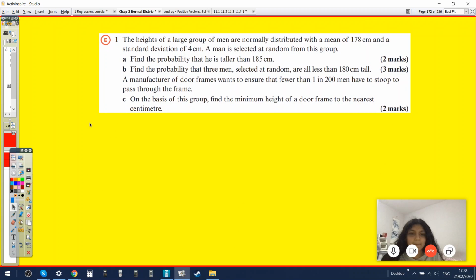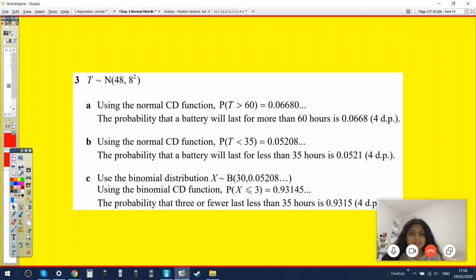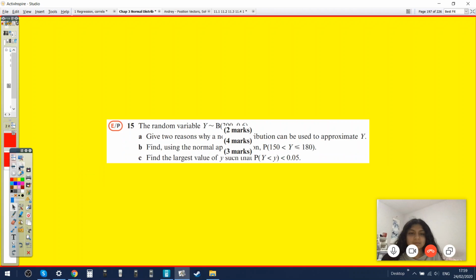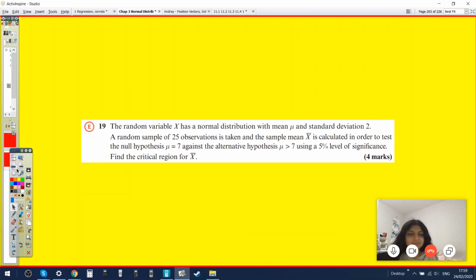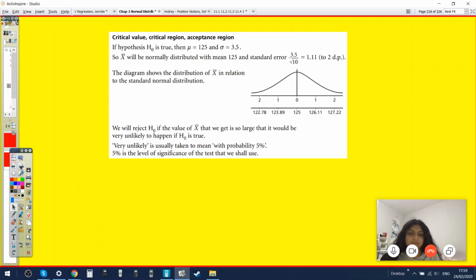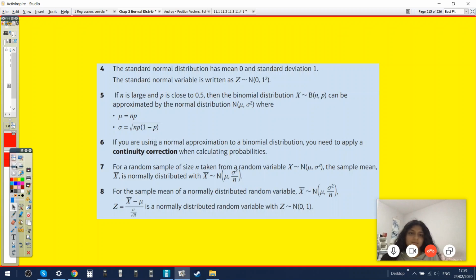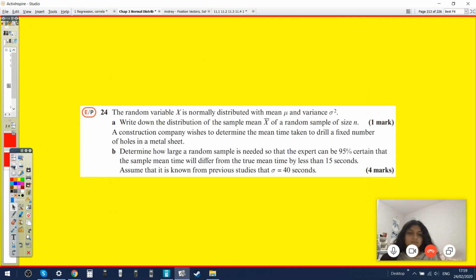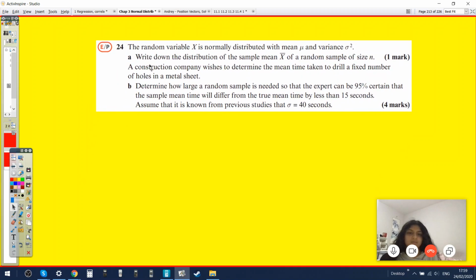Mixed exercises. This will probably have critical region stuff. It should be probably towards the end though, because it's hard. Everyone was at the end. Okay. Hang on, let me just see this one. Mean of a normal distribution. Oh no, that's easy peasy. Distribution of a sample mean. Oh, God.